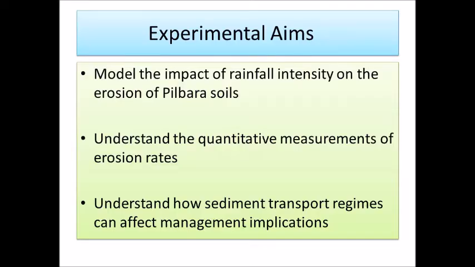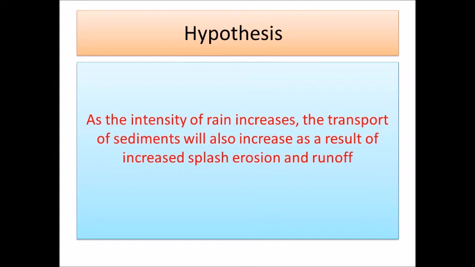So with this experiment, what were we trying to do? This experiment aimed to quantify the rate of soil erosion and how it differed when soil was exposed to different rainfall intensities. By simulating rainfall over trays of soil and measuring the movement of sediment, the rate of erosion for the soil type and slope could be quantified. We wanted to be able to use this information to work out how management of mine closures or rehabilitation projects could be affected by rates of erosion. Our hypothesis for this experiment was that as the intensity of rain increases, the transport of sediment will also increase as a result of the increased splash erosion and runoff. Now I'm going to pass you on to Grace, who'll talk about the methods.